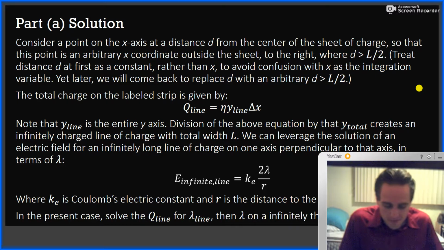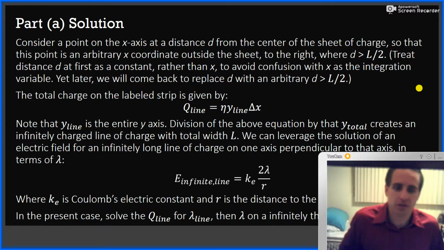Part B, we're supposed to verify that the expression has the expected behavior for x much, much greater than L. In other words, very long distances away from the sheet along the x-axis. And then part C, we're supposed to graph the field strength E versus x for x greater than L over 2. Okay.